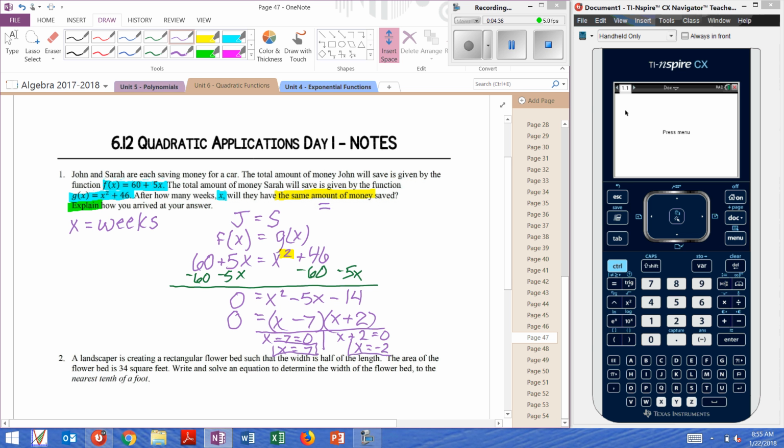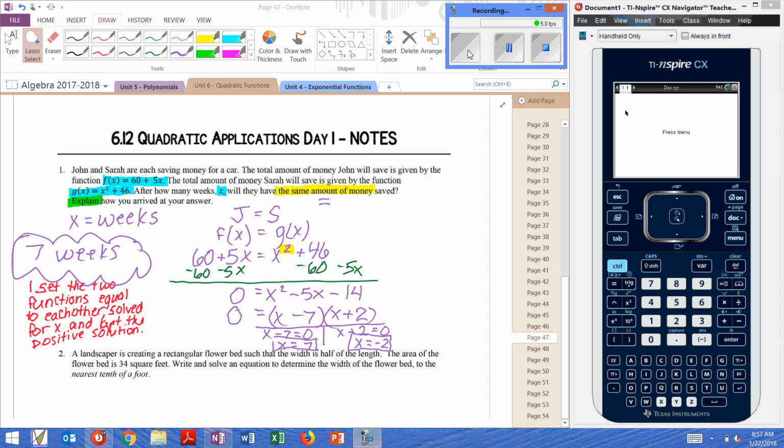Now, why would the negative 2 not make sense? Well, we're dealing with the amount of weeks. So we can't have negative weeks. So after 7 weeks, they will have the same amount of money. And I'm going to bubble that because this is my final answer. And the last piece is to explain.